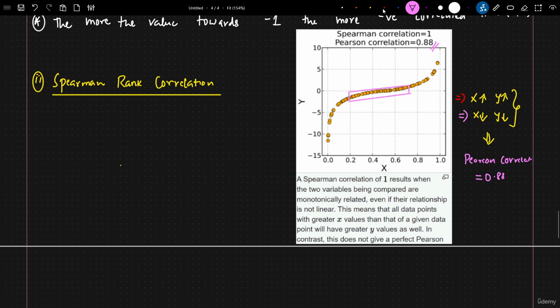Now, one problem with Pearson correlation is this: if you just have linear data, let's say data points which look like this, which are just in one line, and we calculate with the help of Pearson correlation, I will be able to get 1.